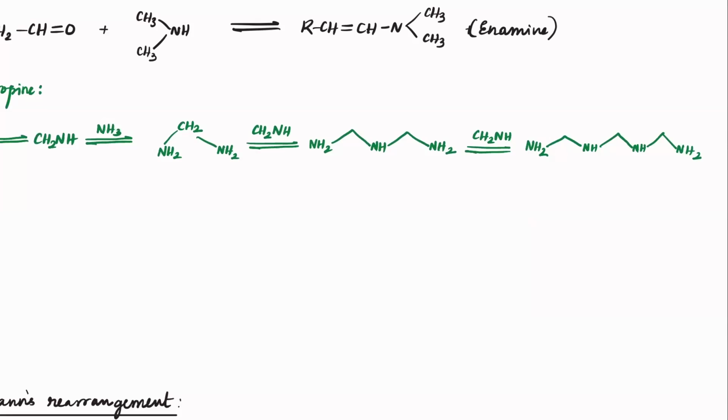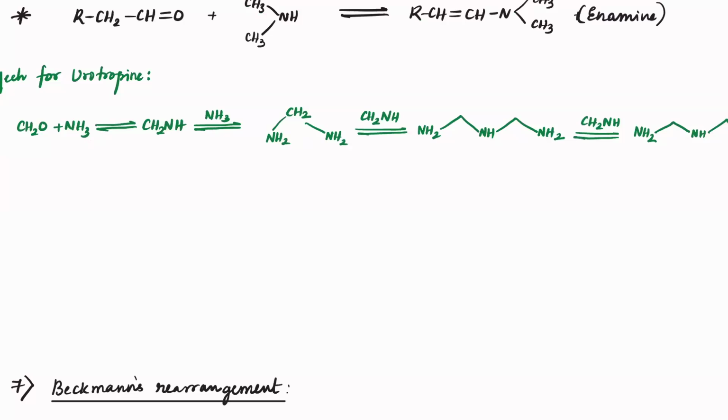Now, once you get this form here, see the ring size. What is the ring size here? Check out the ring size. 1, 2, 3, 4, 5, 6, 7. Which means if I remove one ammonia, that will make a better ring size. So the lone pair from here would attack onto this carbon, removing this ammonia.